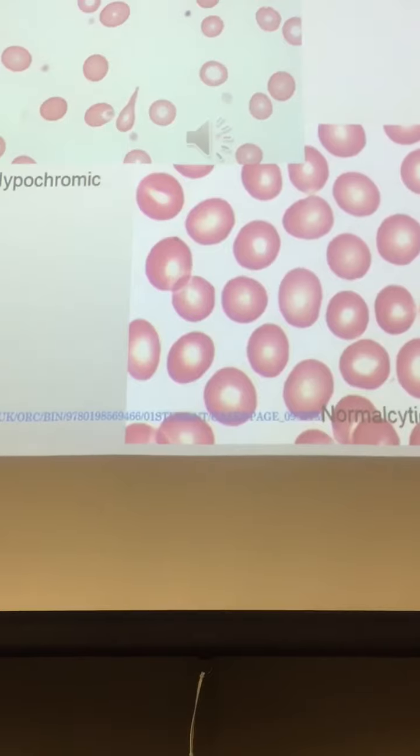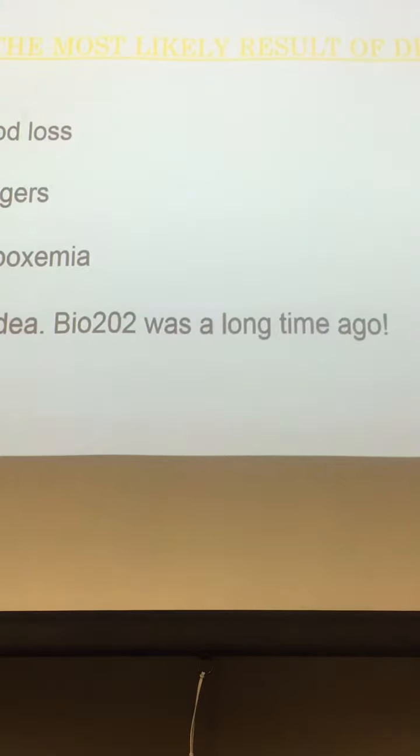All right. Again, here's just an example of microcytic hypochromic. Small, pale red blood cells in the top left compared to the bottom right. Yes? Yes.